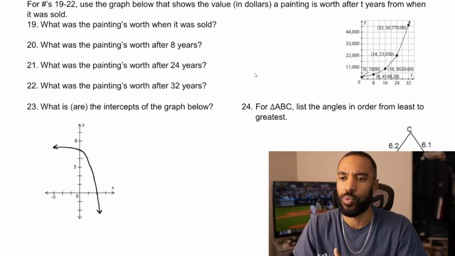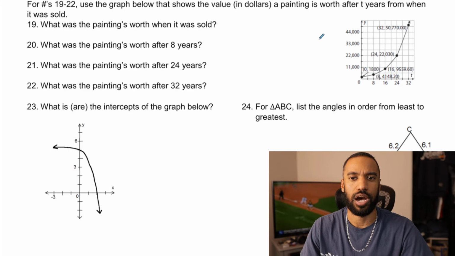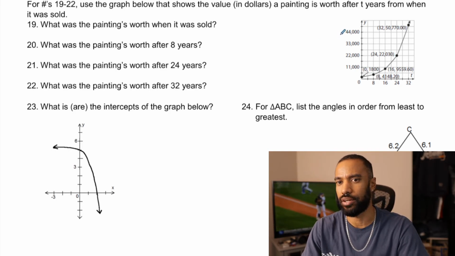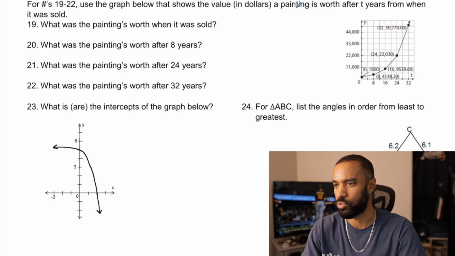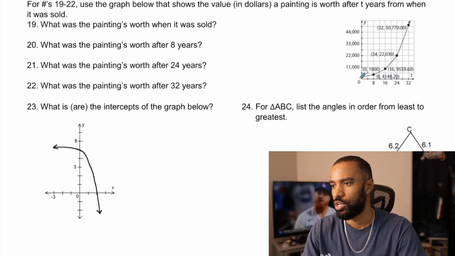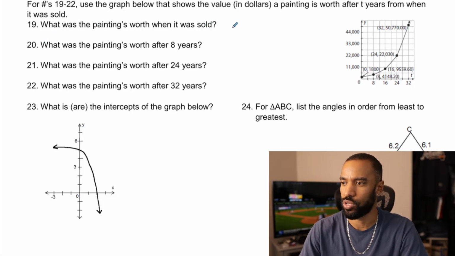All right, for numbers 19 to 22, use the graph below that shows the value in dollars a painting is worth after T years from when it was sold. I was totally misreading that. So it's sold at time 0 for $1,800. 8 years later, this much money. 16 years later, this much money. So what was the painting worth when it was sold? $1,800.